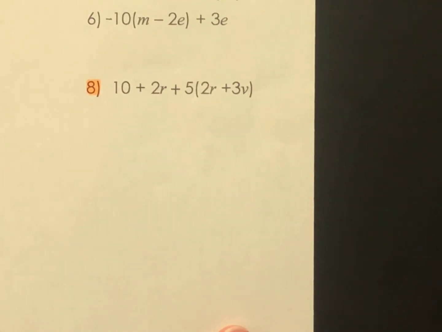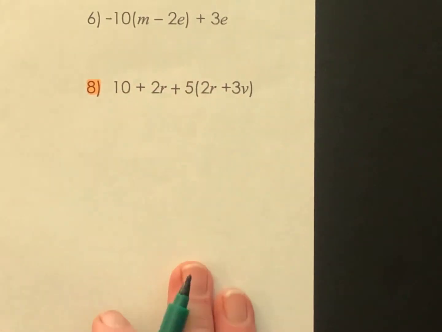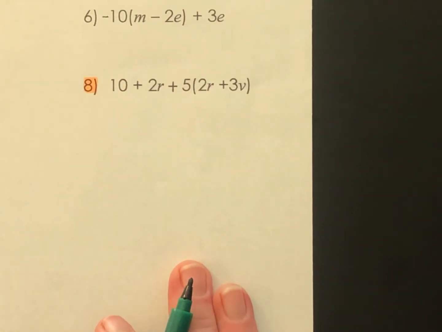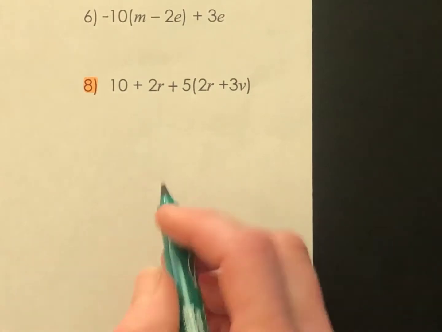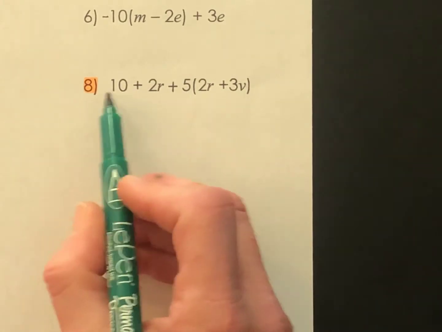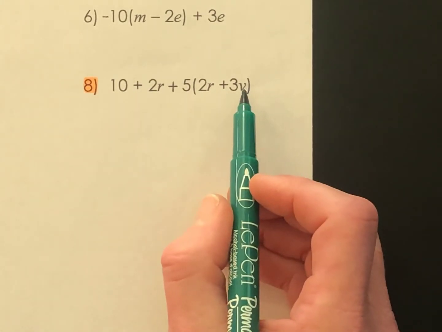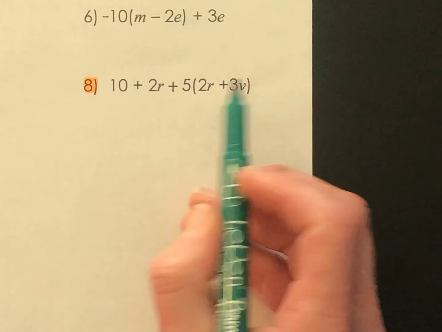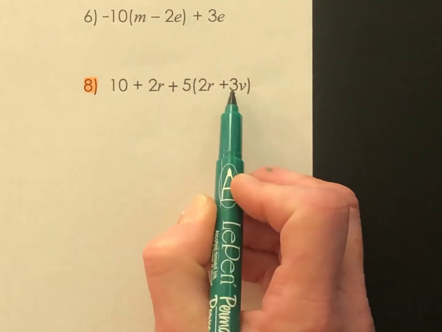Let's look at number 8. Most of these have negative numbers or integers that you're distributing. This one has a positive. The only reason I'm doing that is so you don't get confused by that. Positive is how you've always done it. So let's simplify this. The first step we do, we'll rewrite this, getting rid of the parentheses.